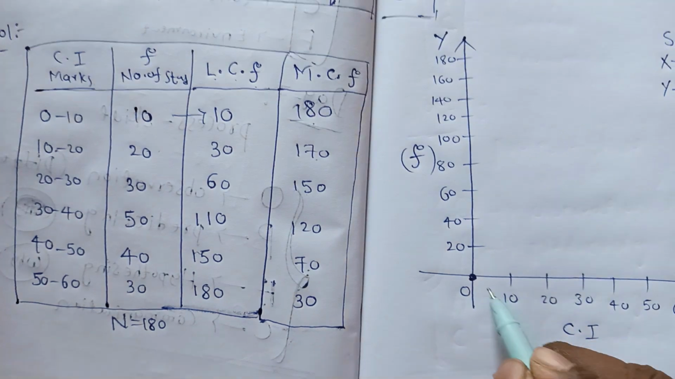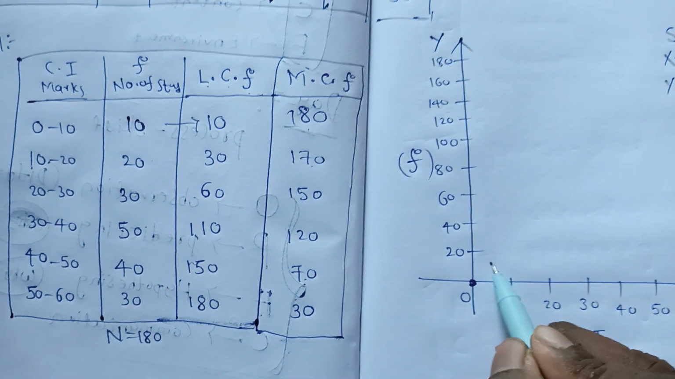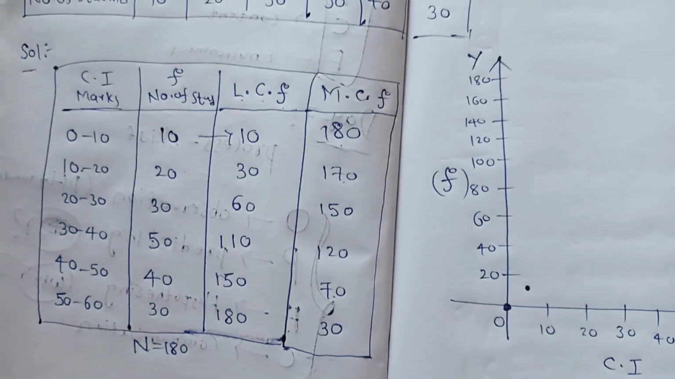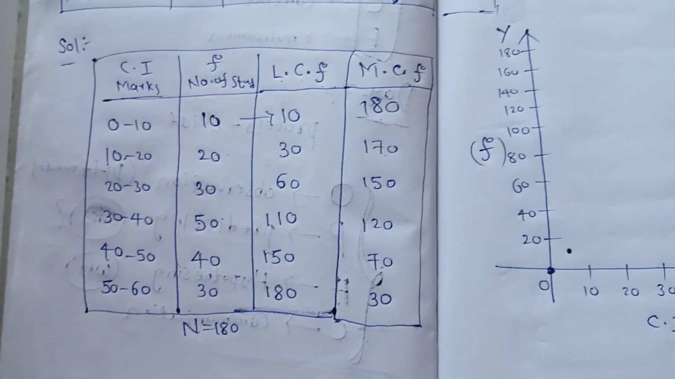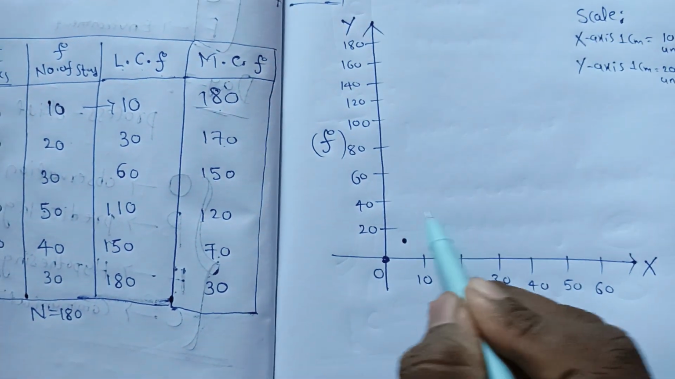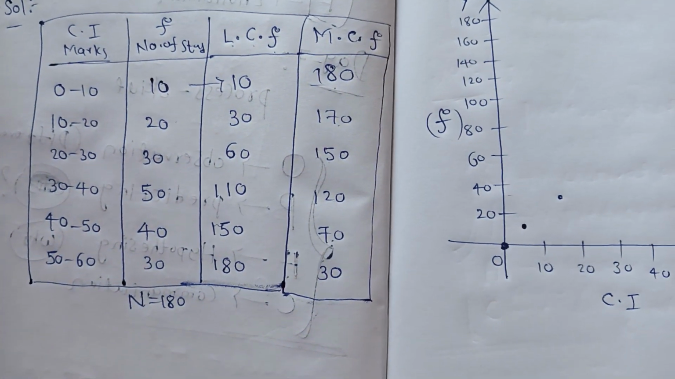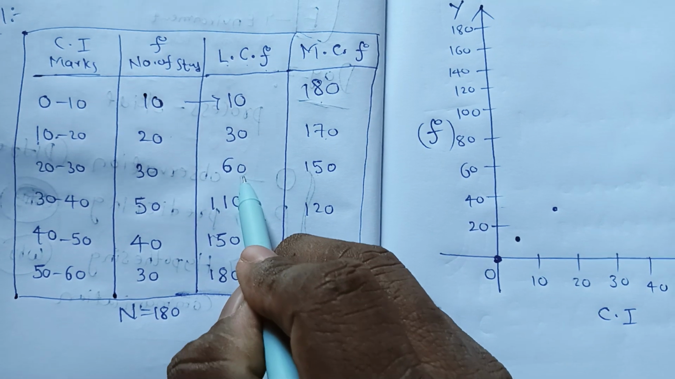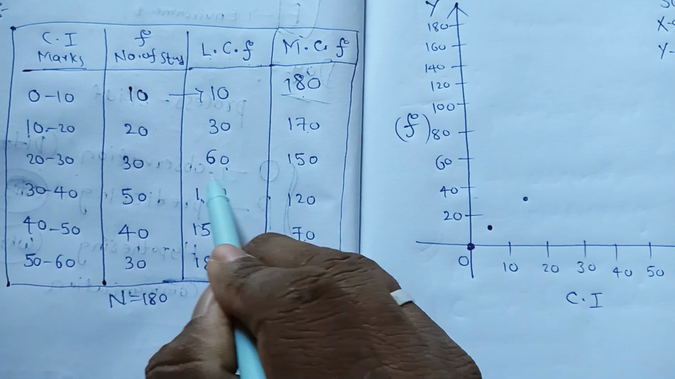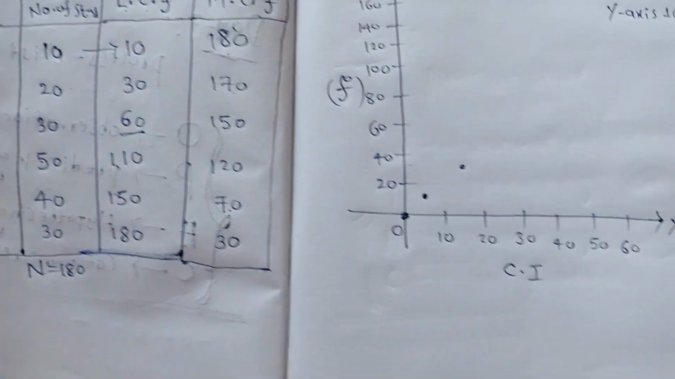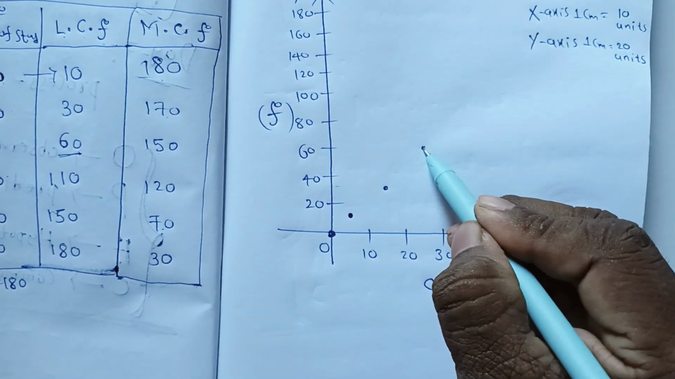Okay, so for class interval 0 to 10, the less than cumulative frequency value is 10. Suppose you put that value over here. Next, 10 to 20, you have the value as 30. Plot the point. Next, 20 to 30, you have the value as 60. For the less than cumulative frequency curve, I am now drawing. So for the 20 to 30 class interval, the less than cumulative frequency is 60, so you can put it over here.